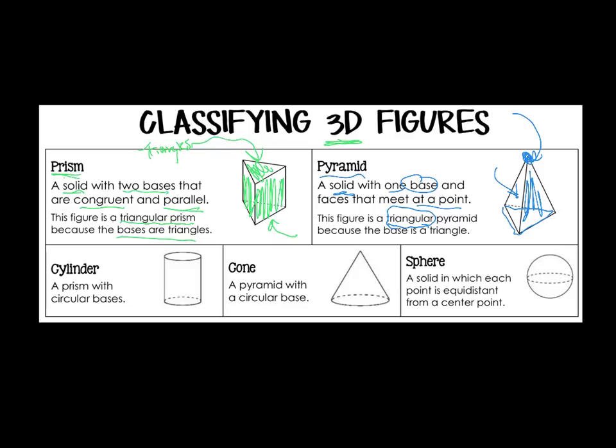A cylinder is essentially just a prism that has circular bases. So anytime circles come into the picture, we give it a fresh name. So a cylinder is just a prism with circular bases. Cone, very much, it's just going to be a pyramid that has a circular base, and a sphere essentially is a ball. Right, so these are all solid three-dimensional figures.